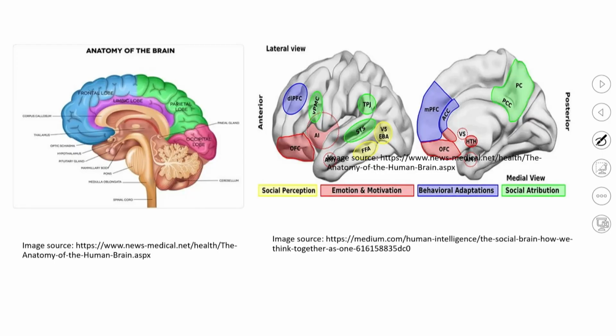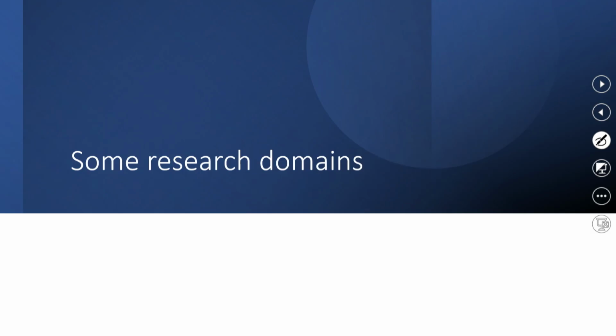These are some of the representations of how the brain looks and what are the areas that we are talking about. So, these are the domains where different kinds of processing happens. This is color coded, you can check the map as to which is processed where. This is just a broad map, of course. This is not to scale or to be looked at for very minute correctness, but this is a broad idea about which area of the brain processes what kind of information in terms of social: social perception, emotion, motivation, behavioral adaptation, social attribution, and so on and so forth.